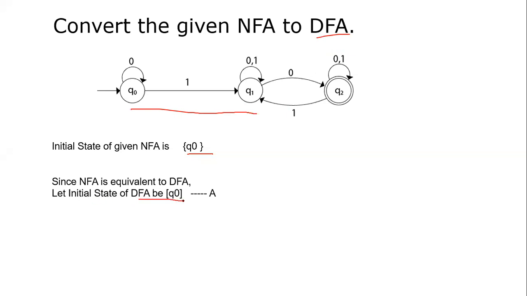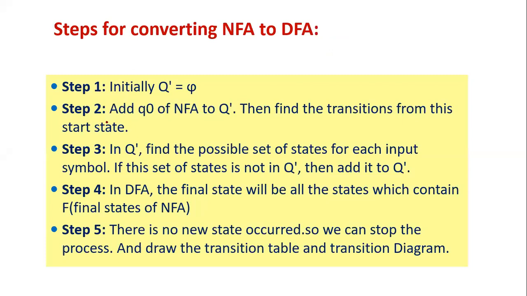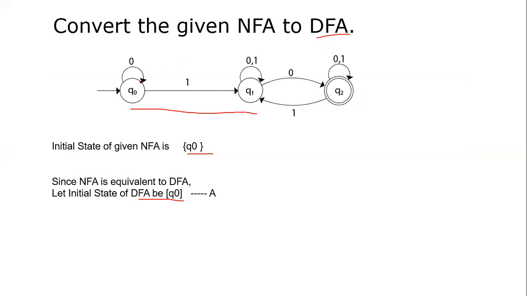Now this is step 2: add Q0 of NFA to Q dash. Which one is the initial state of NFA? That is to be assigned as the initial state of DFA also. So the initial state of DFA be Q0. Is it clear? I'm taking the initial state of NFA and assuming that particular state as the initial state of DFA. This is the second step, and I mark this state as A.